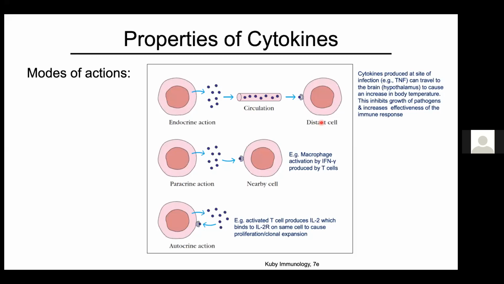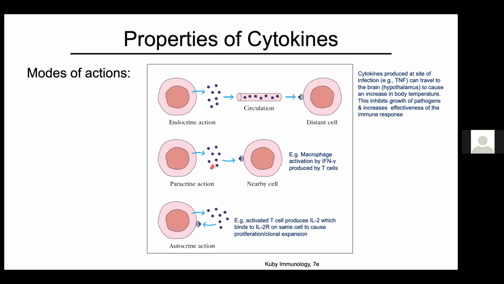It tells us that there's some inflammatory process going on. But for that patient or that host, it's a protective effect because usually high temperature inhibits the growth of pathogens and also increases the effectiveness of the immune response. They can also act in a paracrine fashion.